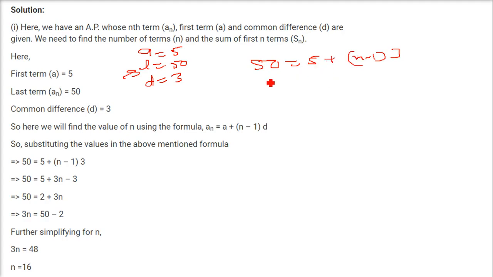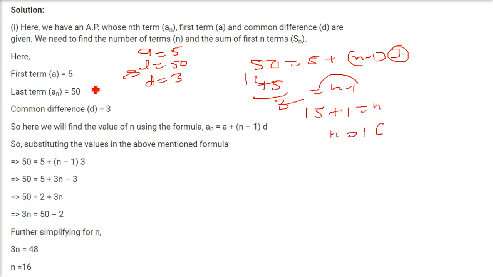So this is how we have to solve. 50 minus 5 is 45. 45 divided by 3 is n minus 1. 3 5s are 15, so you get 15 equals n minus 1. So 15 plus 1, n will be 16. n is 16.